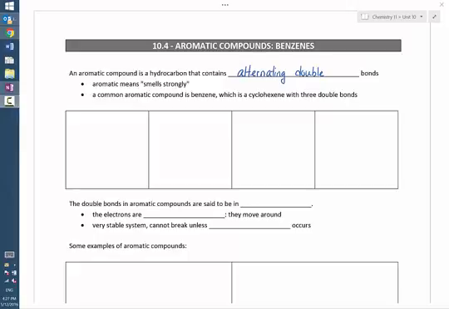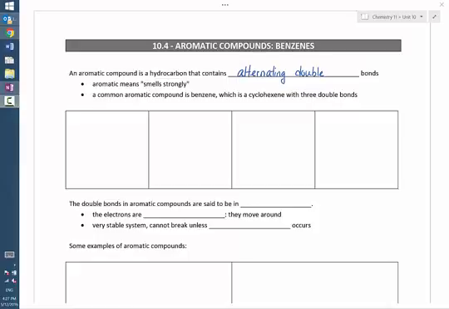Aromatic compounds are a class of organic compounds that smell really strong, hence the name aromatic. But don't confuse the term aromatic with good smelling, because some of these smell pretty nasty. Aromatic compounds are compounds that are hydrocarbons, and they contain alternating double bonds, right?